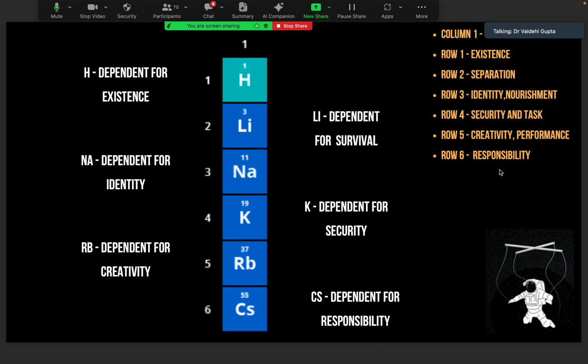Like a boss who is totally dependent on a certain employee: if he is present in the presentation, then the presentation will be fine, otherwise not. What if he is absent on that day? What will happen when he is transferred to some other state? So he is totally dependent on that fellow for creativity. Cesium is dependent for responsibility. Because it is the first group, they are not that confident, they are dependent on others, so they are also dependent on others for responsibility. They can't take responsibility for themselves, their house, their family.